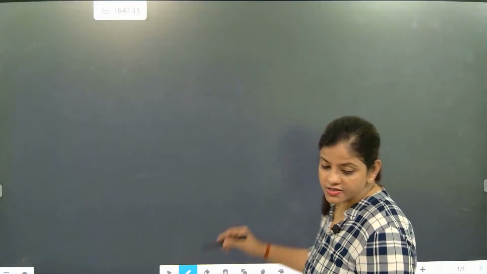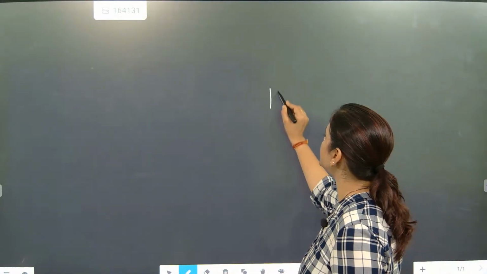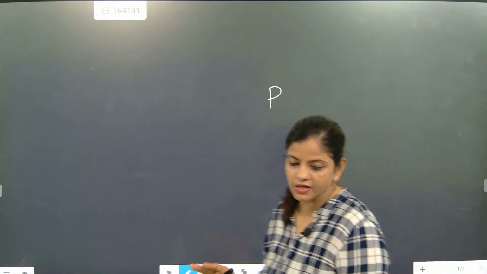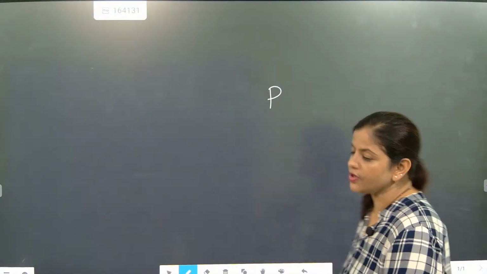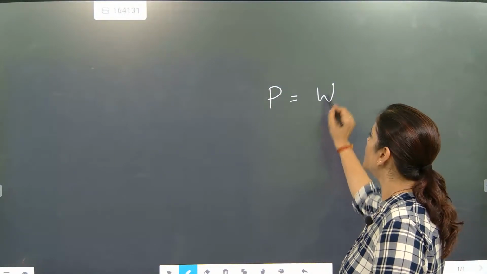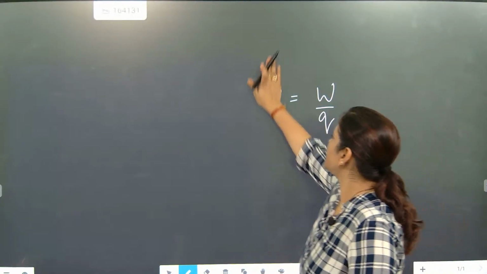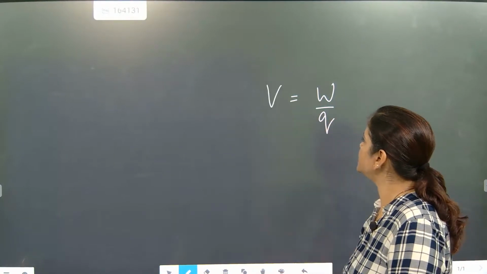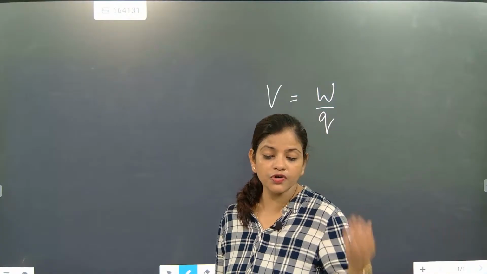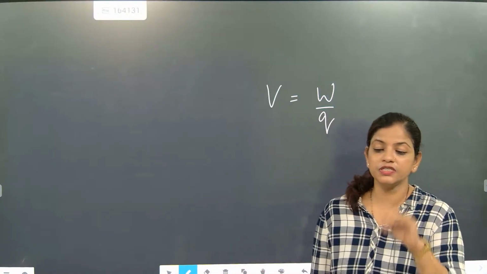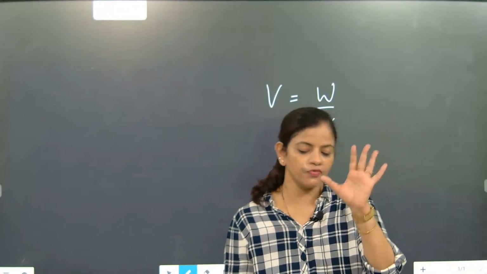So we are going to understand this one. Here, potential difference, I'm just writing P here. To let you understand, potential difference is equal to work done by amount of charge. We can write it as V, so V is equal to W by Q: work done by the amount of positive charge that is present.